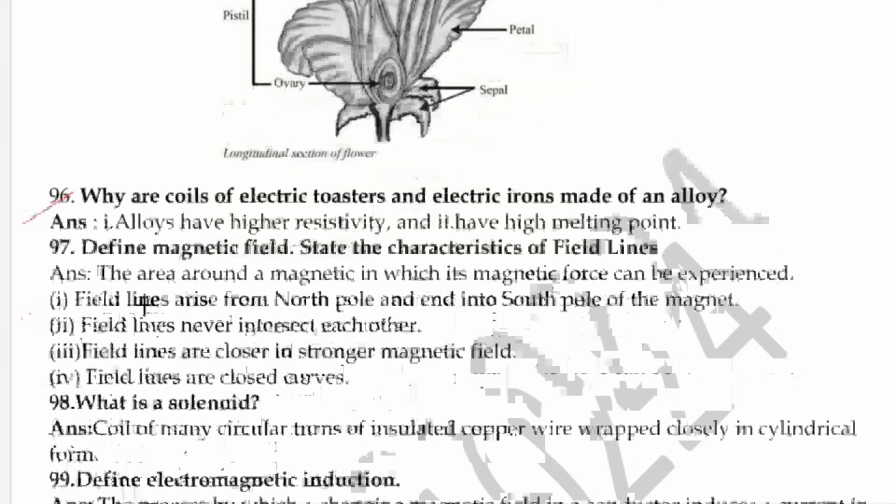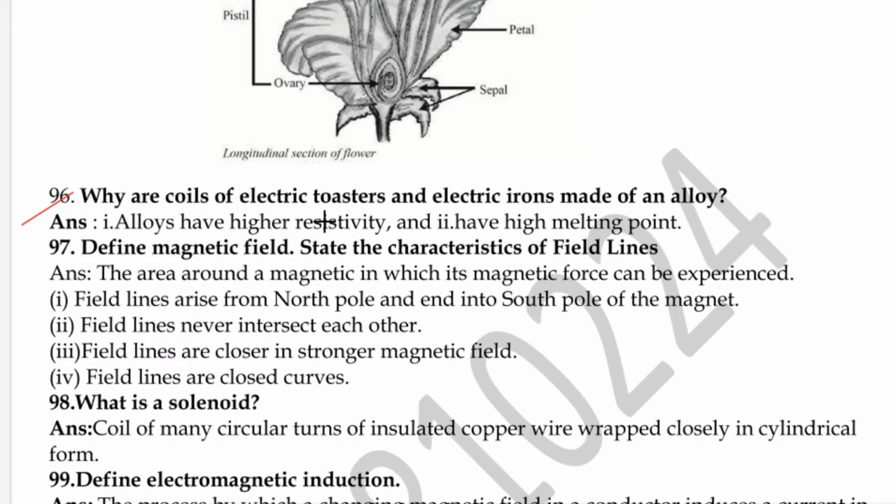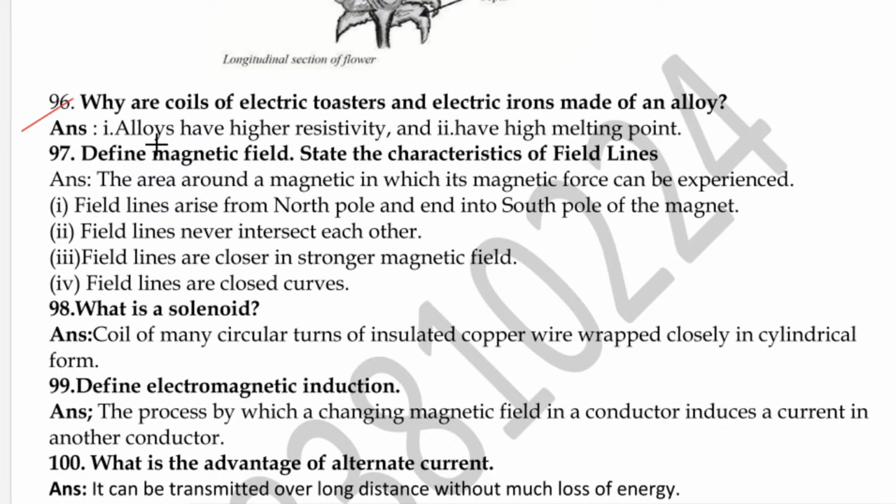Next question. Why are coils of electric toasters and electric irons made of an alloy? Number 1, alloys have higher resistivity, and number 2, they have high melting point.